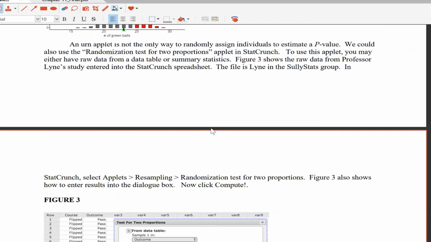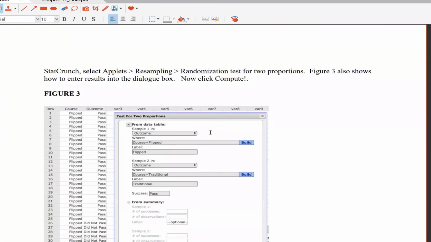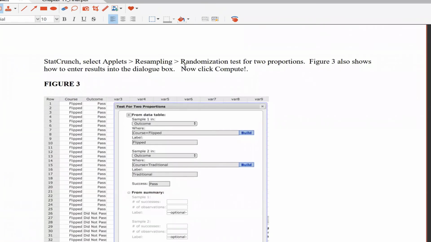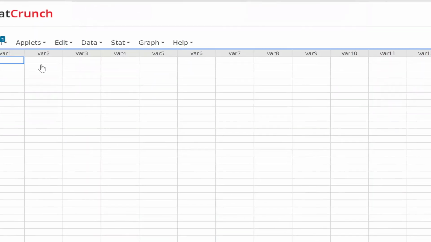What's nice is we don't have to use an urn applet to estimate the p-value. I mean, the urn applet has a lot of intuitive appeal, if you ask me, because you can see the balls were going to be green and therefore the students were going to pass whether we had them in the class or not. But now what we want to do is look at this from a different point of view using something called a resampling applet. Go ahead and open up some raw data for you.